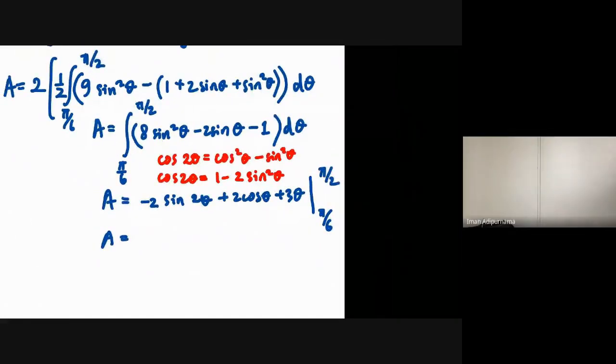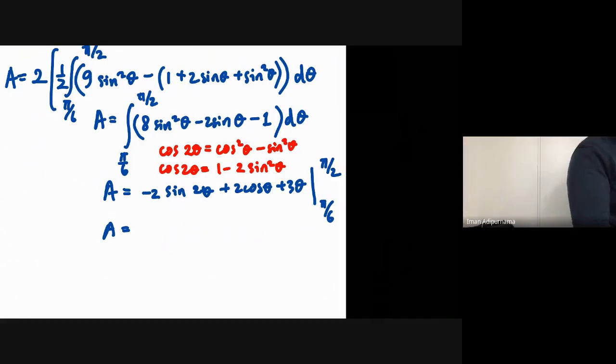And if you plug in all the information, the pi over 2 case, you will get 3/2 pi, and then at pi over 6 you will get pi over 6 here. This directly goes to pi, right?